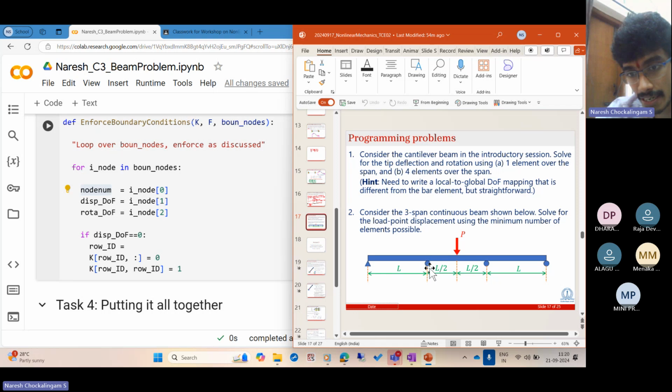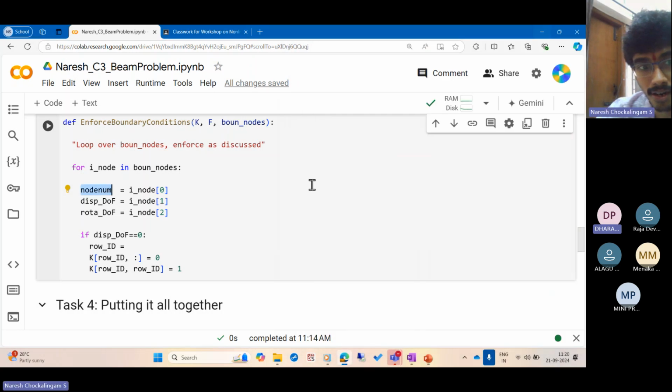And here I am restraining the displacement degree of freedom. If I just type row ID equal to 0 here, it will always make the first degree of freedom 0, which is wrong, right? Here, I want something to be 0 here, not here. So how do you do it? Displacement underscore degree of freedom can take only 2 values, which is 0 or 1.